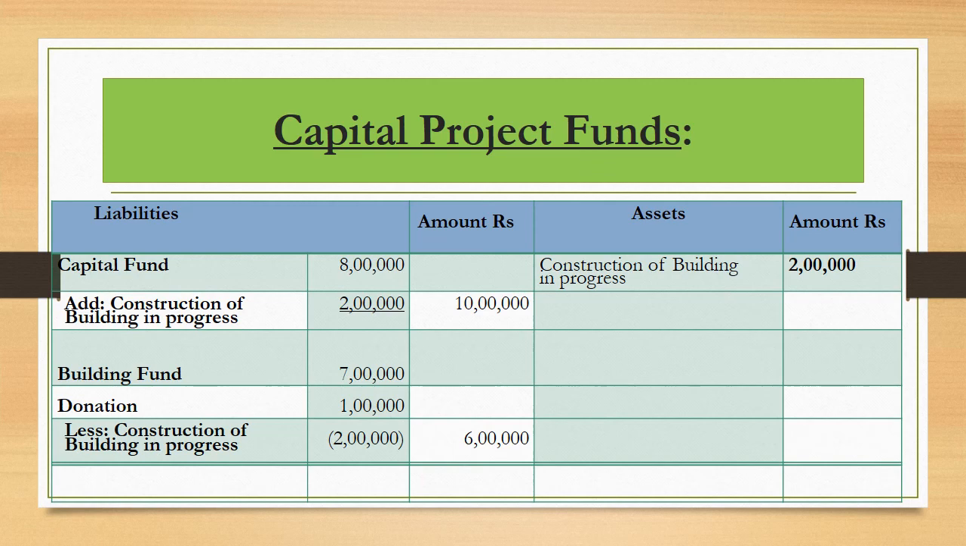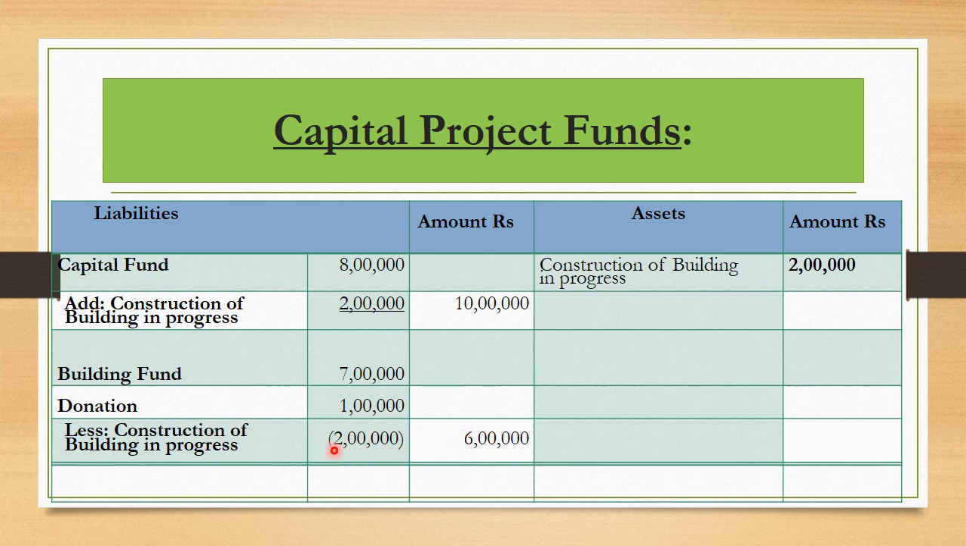as under. First, the capital fund balance is already given to you. That balance is of rupees 8 lakh, and the construction which was done by us during the year is of rupees 2 lakh. So building fund balance given to us is 7 lakh, donation received is 1 lakh. When we subtract construction of building fund from that, closing balance is 6 lakh.